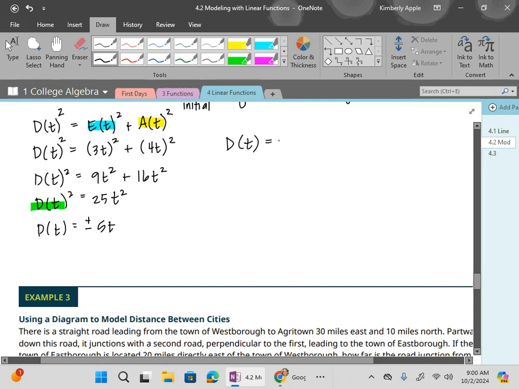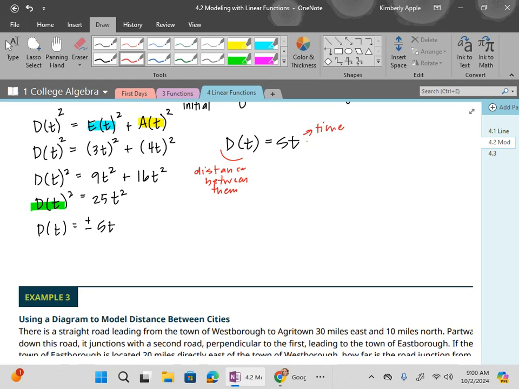So guess what? Now I've got a function for d of t. And let's go back and remind ourselves what d of t is. All right, so what's d of t? This is the distance between them, right? And this is the time.